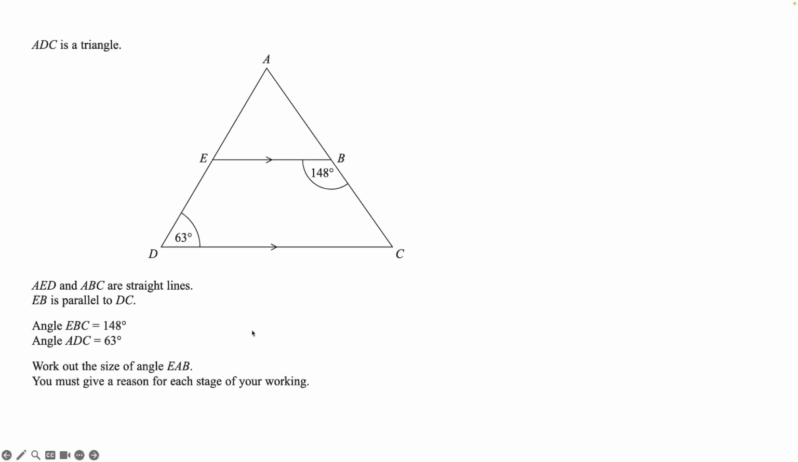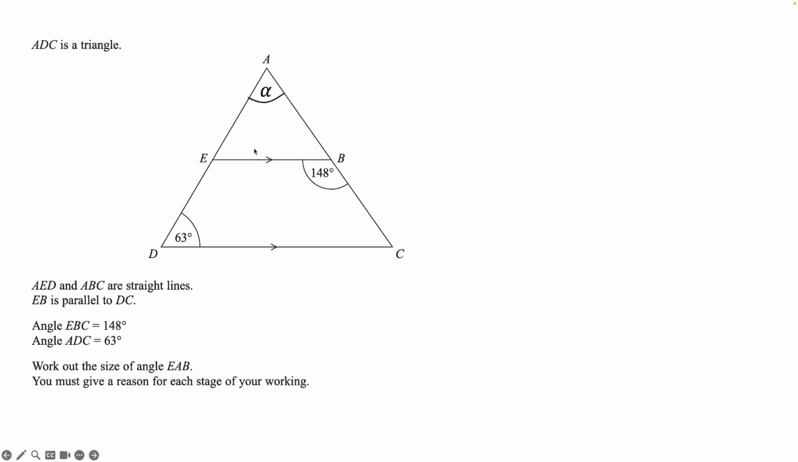Next question. We have ADC as a triangle. We're given that AED and ABC are straight lines, this line and this line, and we're given two angles here. We want to work out the size of angle EAB. So let's just label that. We'll call it alpha.